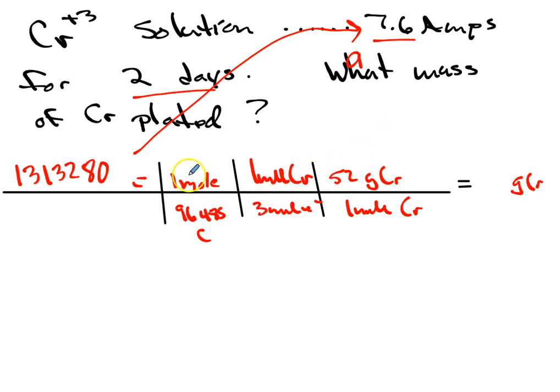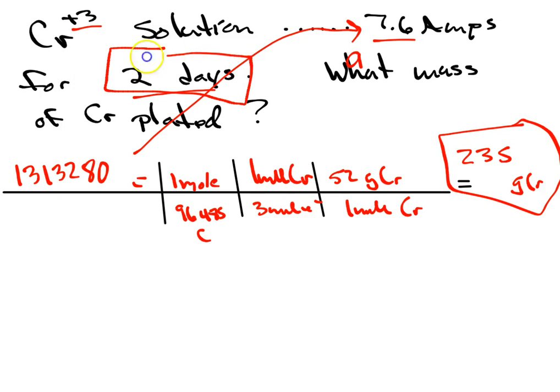All right. And then your coulombs to end up in moles. Your 3 moles because it's Cr plus 3. 1 mole of Cr, 1 mole of 52. And we ended up with a big number, 250 something, 235-ish grams. Emily didn't like the size of that number, but it was just fine because 2 days is a pretty long time to run a current, right? And 7.6 amps, that's not like that much, but it's a fairly sizable amount of amps. So, anyway.